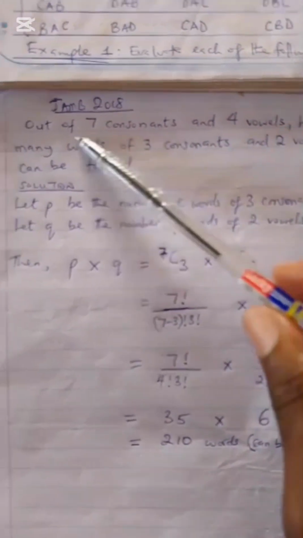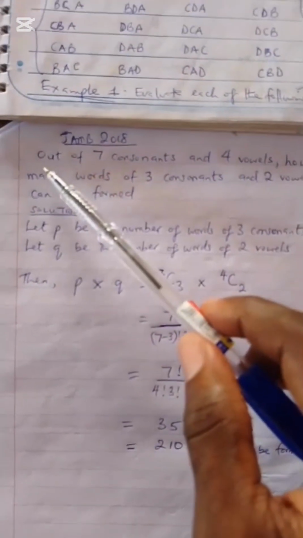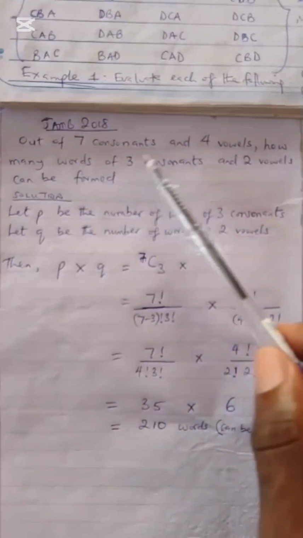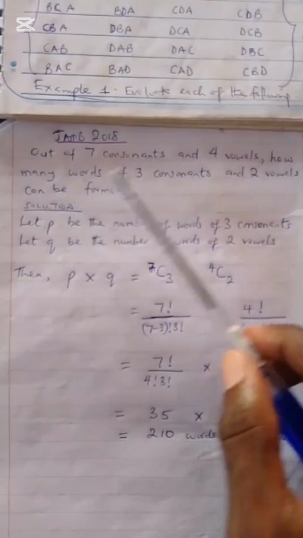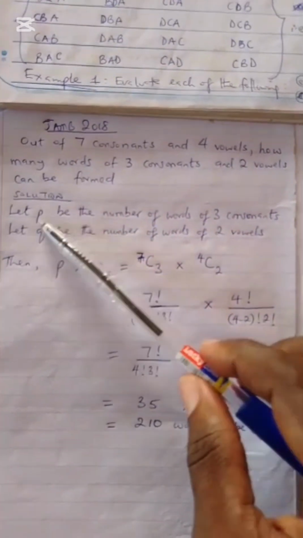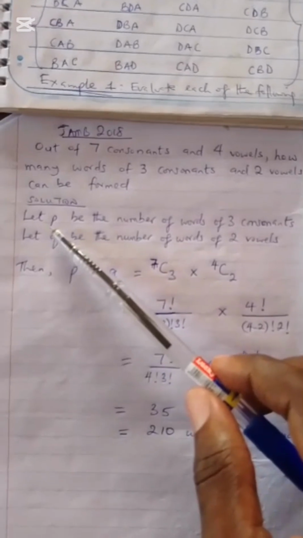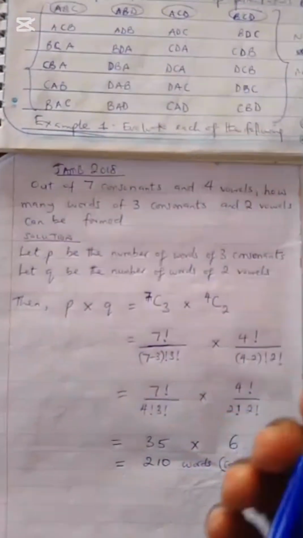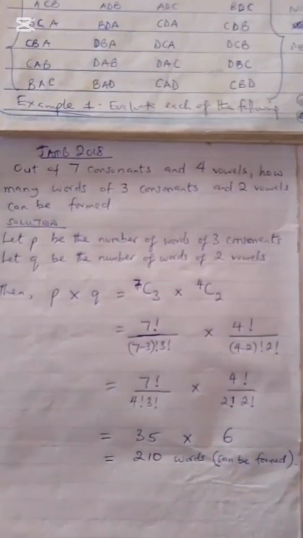Alright, so let's look at this JAMB question from JAMB of 2018. It says, out of 7 consonants and 4 vowels, how many words of 3 consonants and 2 vowels can be formed? So this is a question of, just like I said, if one operation can be performed in P ways and another operation can be performed in Q ways, the number of ways of performing the 2 operations, one after the other, is P times Q ways.